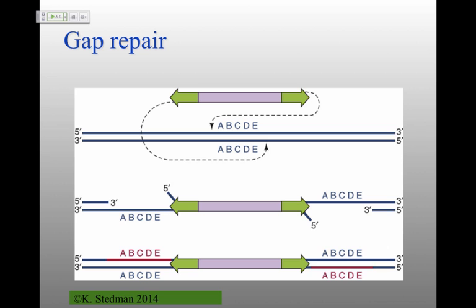So here, A, B, C, D, E, reading from 5' to 3'. Here, A, B, C, D, E, reading from 5' to 3'. So these short direct repeat sequences, again, 5 to 13 nucleotides at either end of your transposon, are an indication that you've had this insertion event that's taken place. We'll look at direct and inverted repeats a little bit more in a couple of slides.